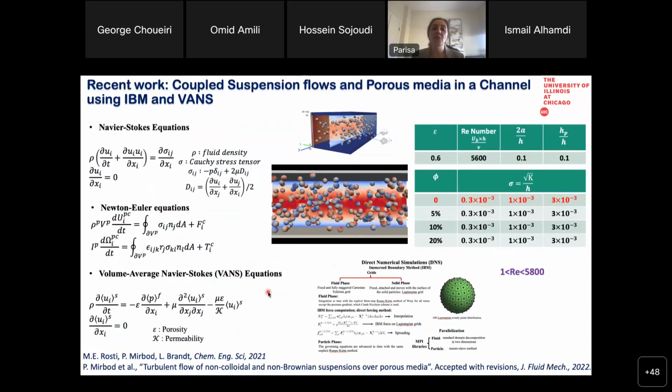First and foremost, I have to say that all of those analyses that I showed so far were for flow of suspensions when we use a mixture model for the particles and combine it with the porous media. There is another work which we are working on currently in collaboration with Luca Brandt in Sweden, and his postdoc that is now in Japan, Marco Rosti.